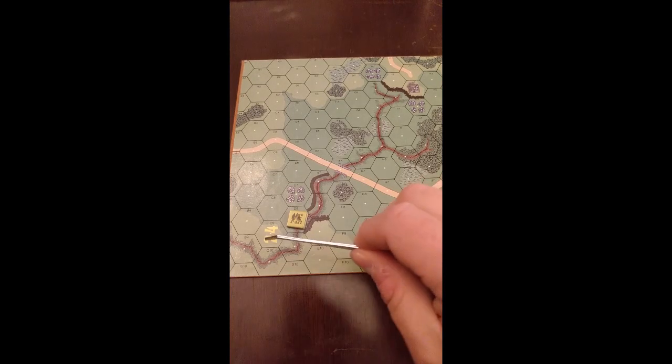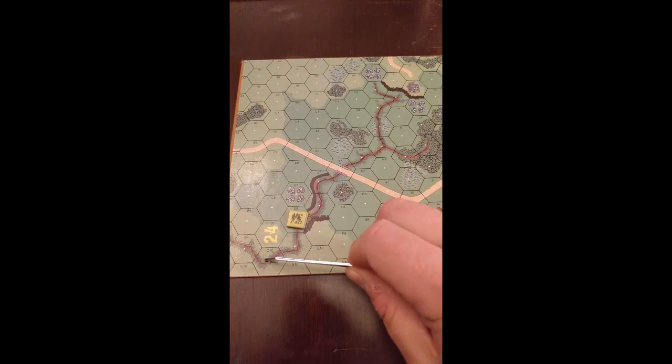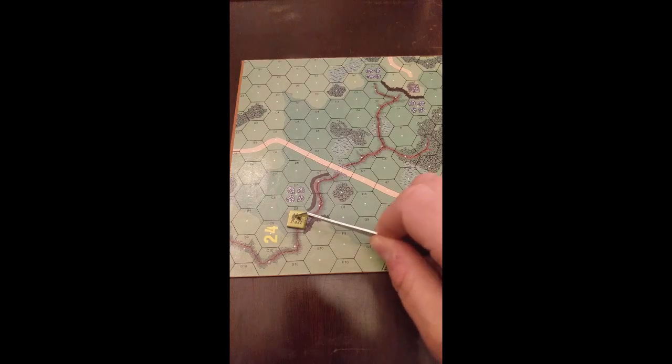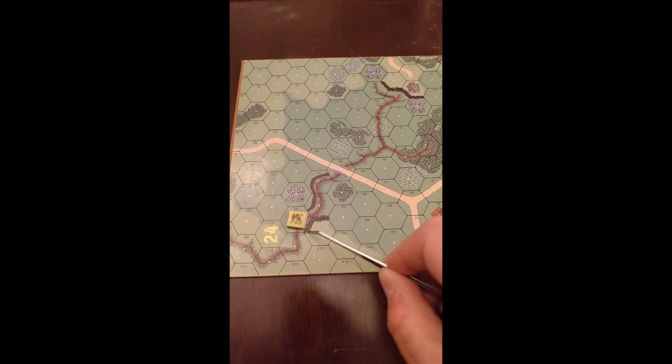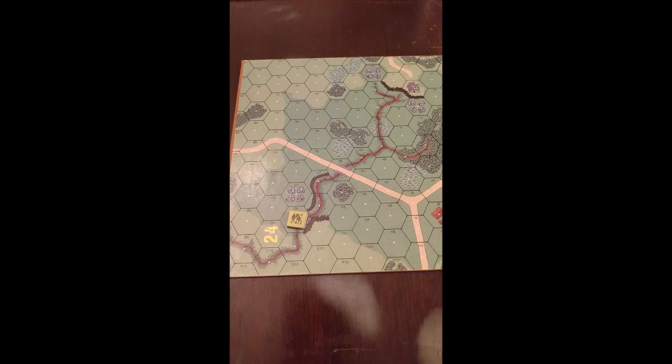So going from C9 to C10, which was 2, to D9, which was 2, and to D8, which was 2, is a total of 6 movement factors, ending our movement phase. Now you'll see here this dark cliff to our right, which would get us into hex E9. And that prevents us from leaving the gully because the cliff is there.